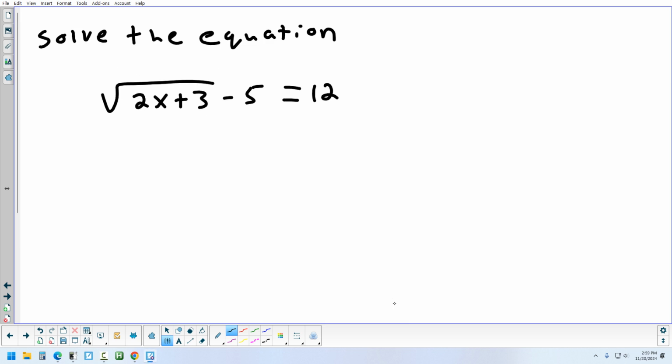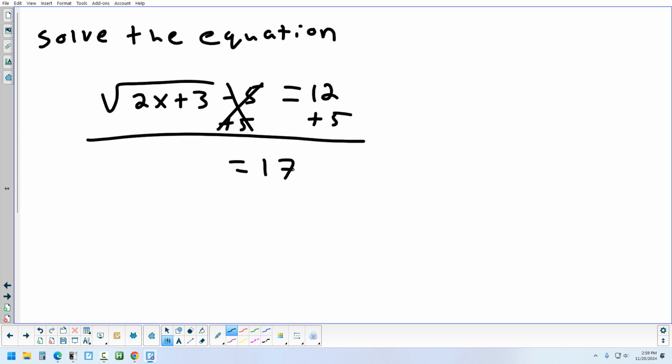Okay, thank you. All right. So our next one we're going to look at is solving a radical equation. And the first thing we have to do is look at it and say, is the radical by itself on one side? No. What's preventing it from being by itself? -5. Right. We got that -5 on the left. So we're going to move the -5 over to the right by adding 5 to both sides. That cancels out the 5, to a 17. So 17 on the right.